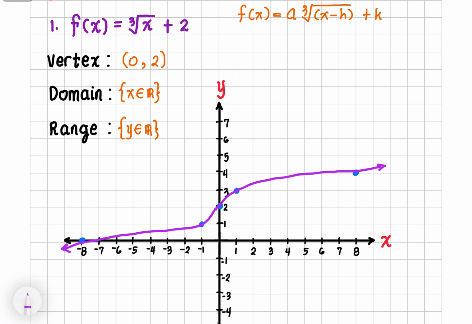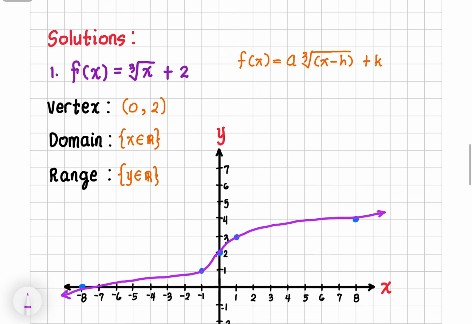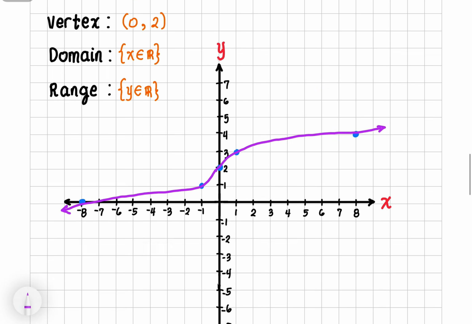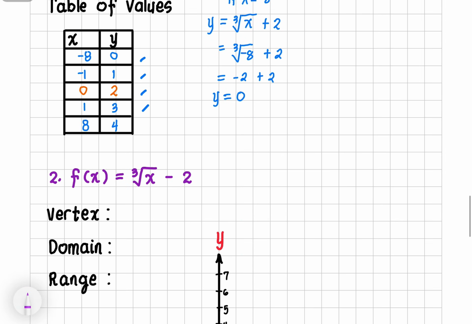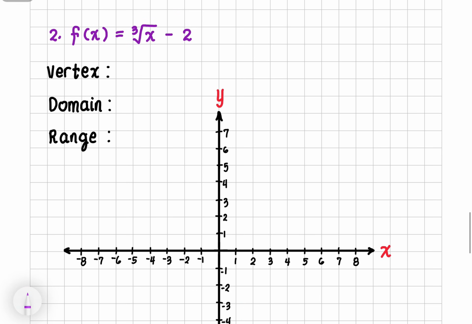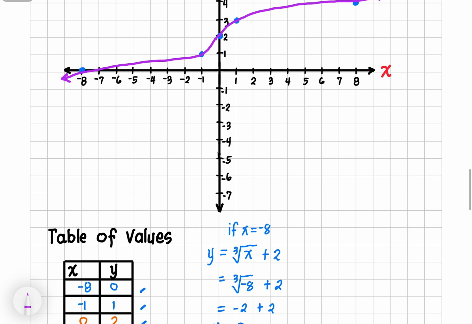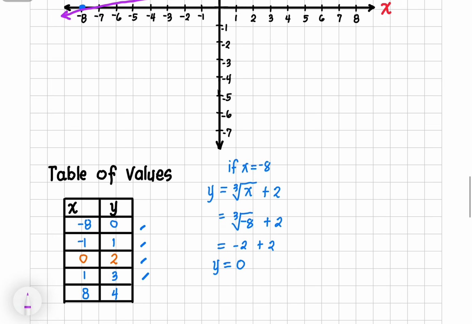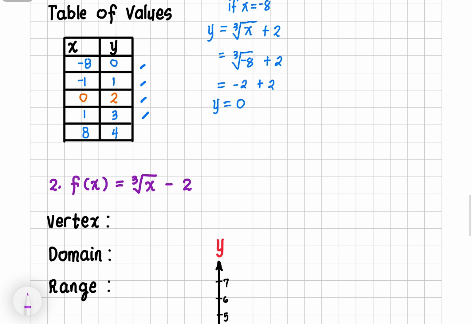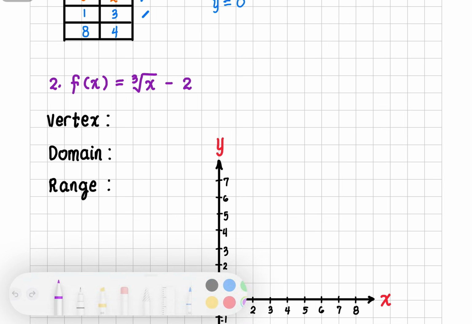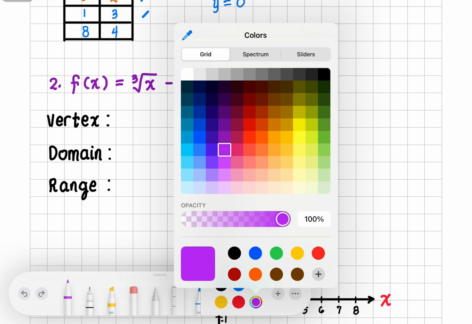Since a is positive, it rises from bottom left to top right. That is how simple it is to sketch a graph. Now, let's answer number 2. f of x is equal to the cube root of x minus 2. Actually, class, I changed our given here. I made it minus 2. Earlier, it was plus 2. Let's see where this will fall. Let's answer the vertex first.